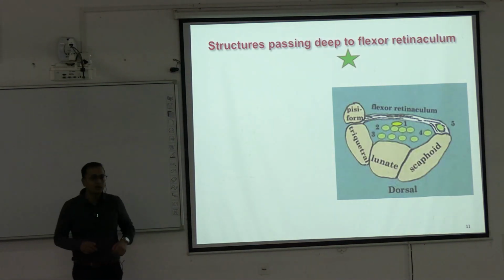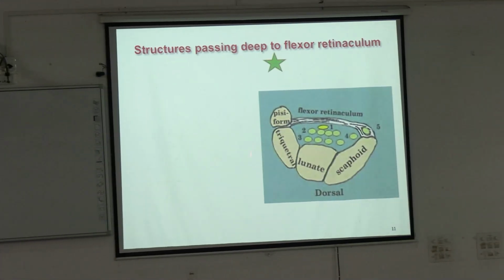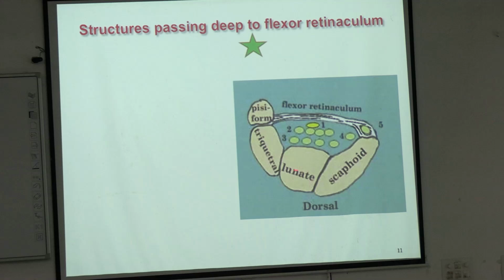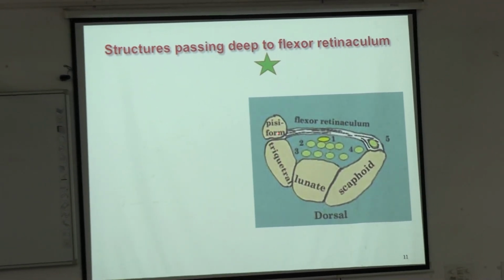All the long digital tendons. You see that? So this is the cross section of the hand wrist joint you are seeing here. This is the carpal bones making the floor of it. This is the retinacula which is bridging on top.